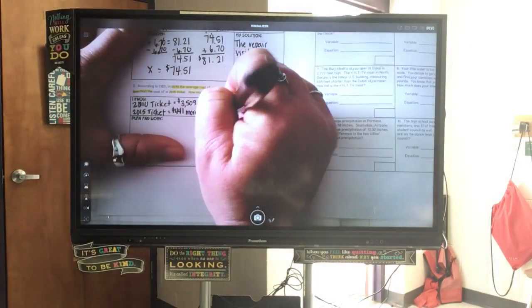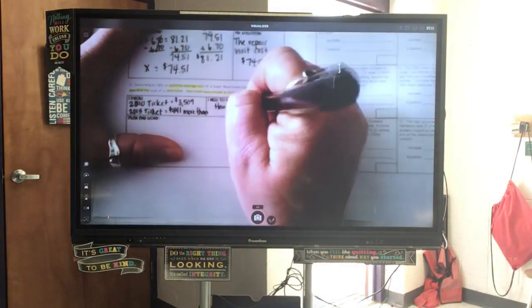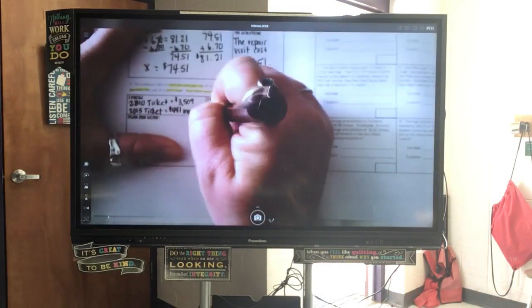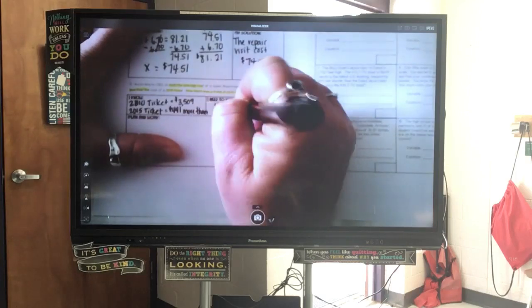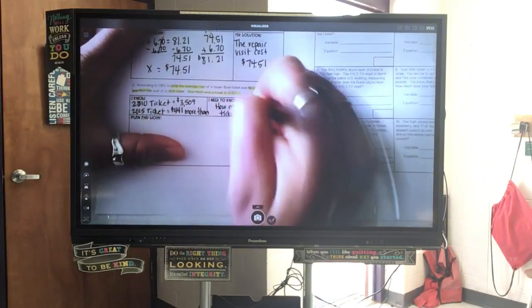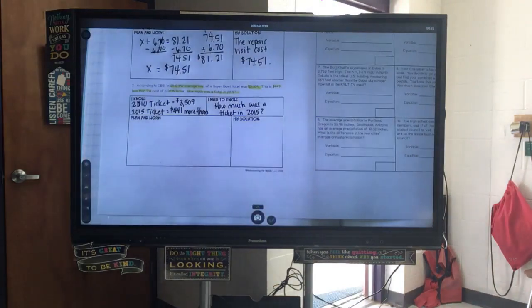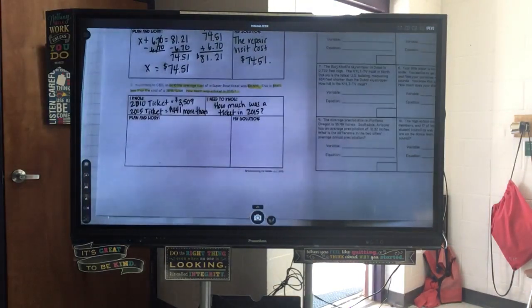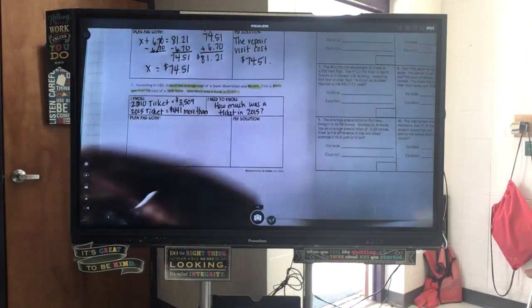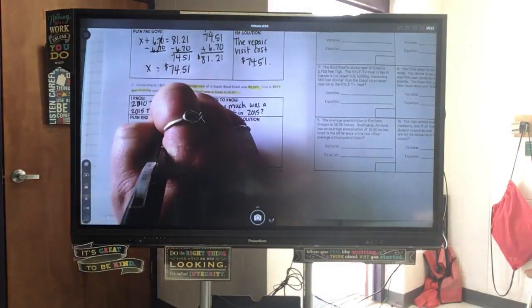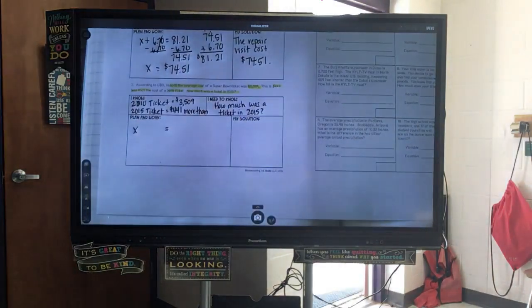How much was a ticket in 2015? Alright. So we have X, we have an equal sign. Help me fill this in.